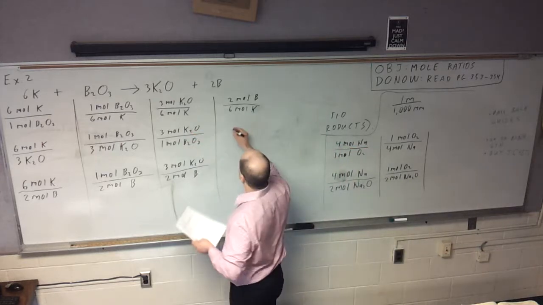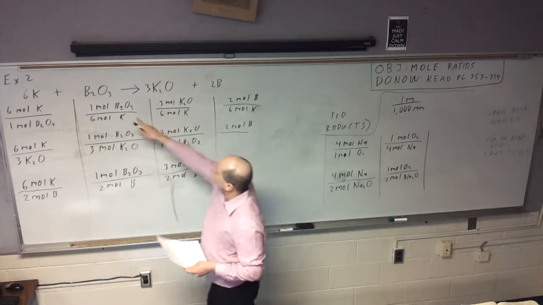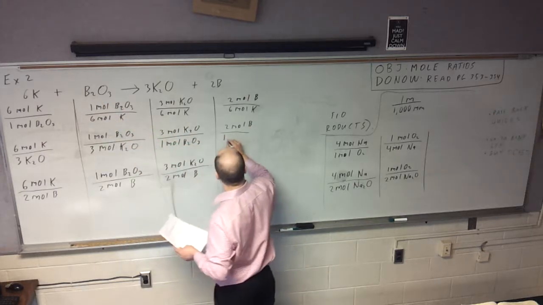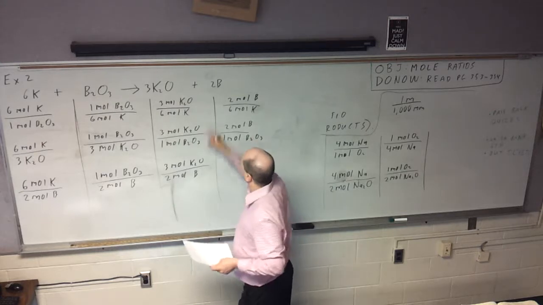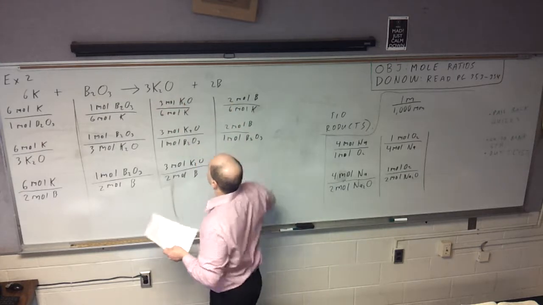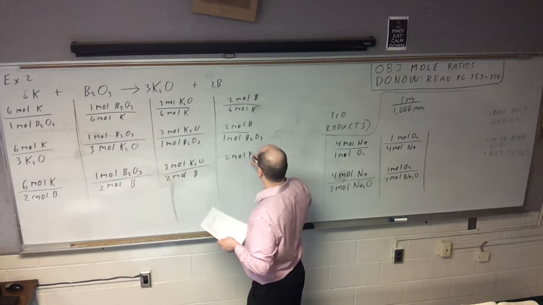2 moles of boron over 1 mole of B2O3. And finally, 2 moles of boron over 3 moles of K2O.